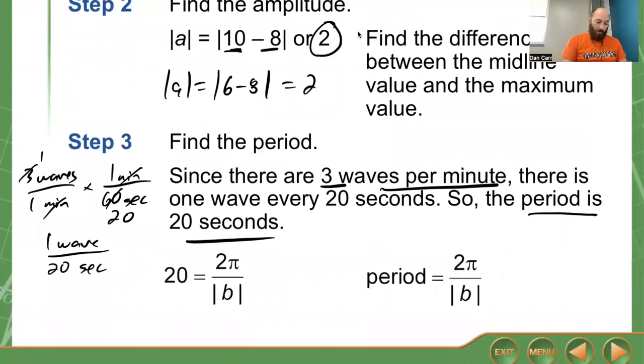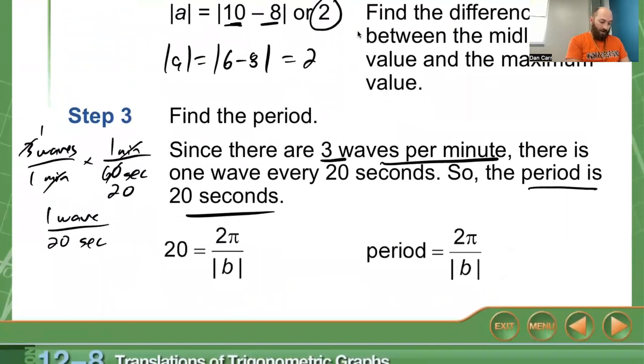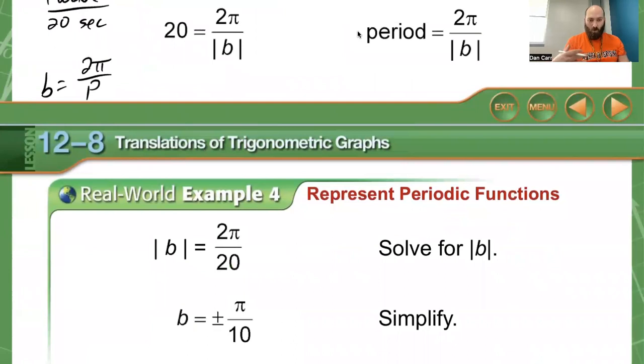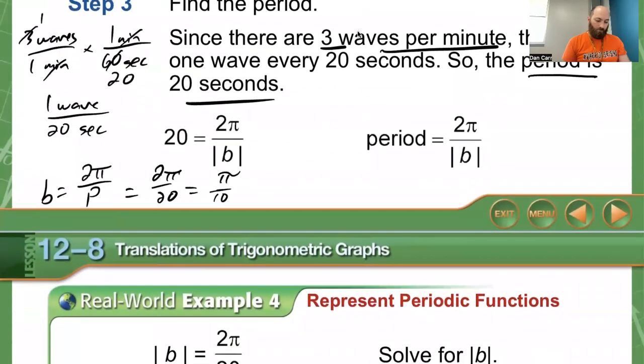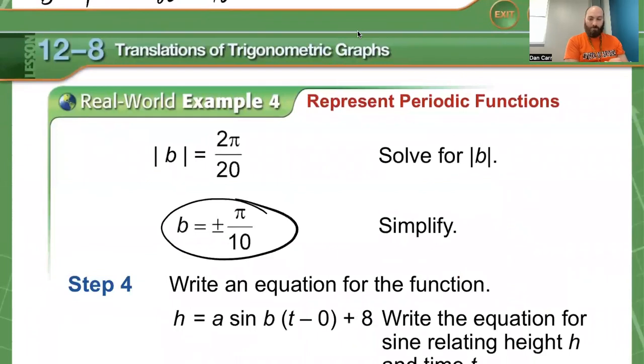Well, just like I did before, this is the setup here. But personally, I'm going to use this version: b is equal to 2 pi over P. You can see the work that's being done here. But personally, I'm just going to do it as 2 pi over 20, which if I reduce that is pi over 10. Okay, and that's what I get right here.